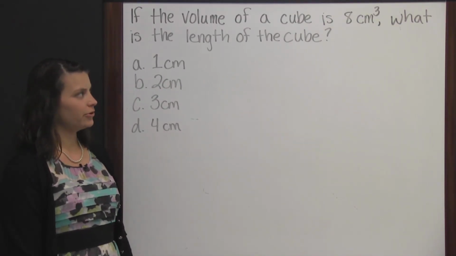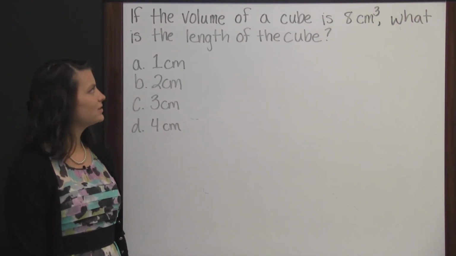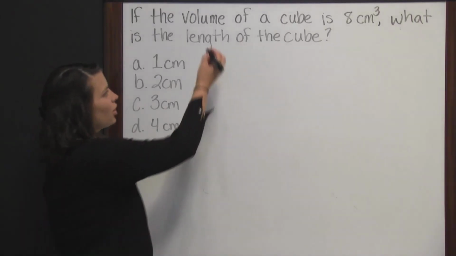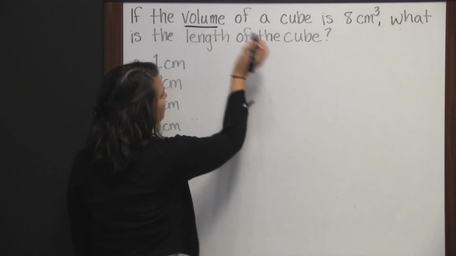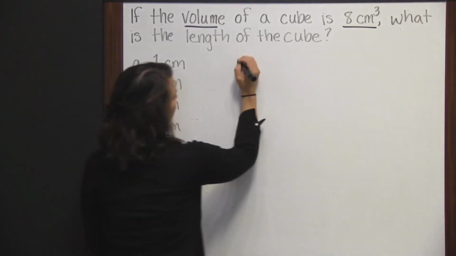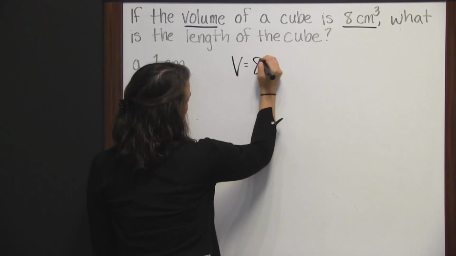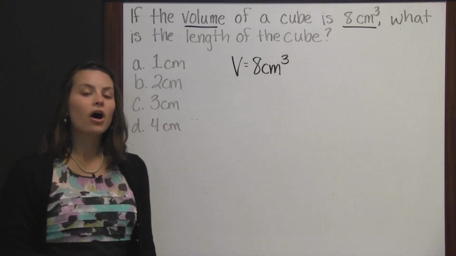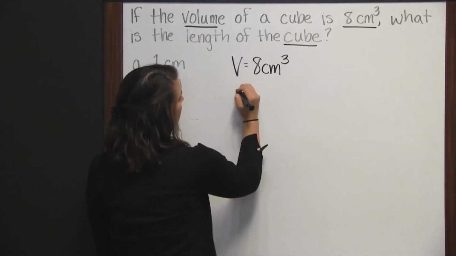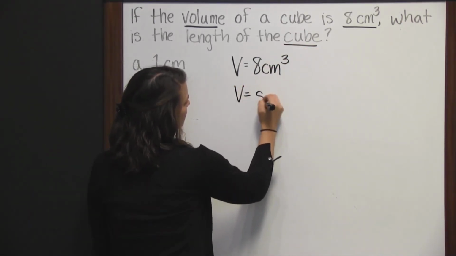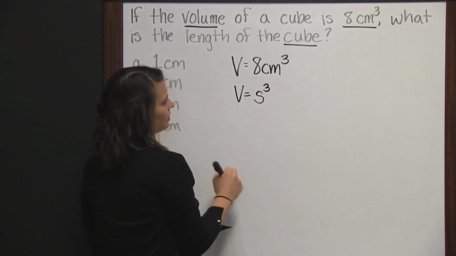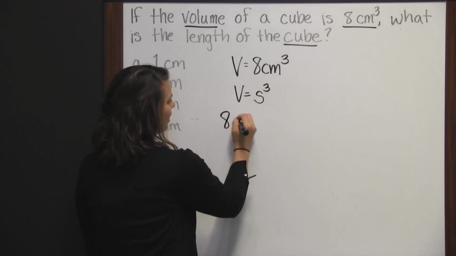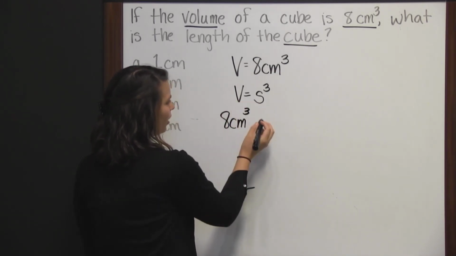If the volume of a cube is 8 cubic centimeters, what is the length of the cube? Let's start with what we know. The volume is 8 cubic centimeters. The formula for volume of a cube is side cubed. And we know what the volume is, so substitute 8 centimeters cubed for volume.